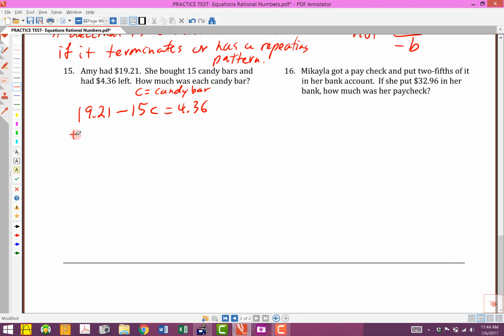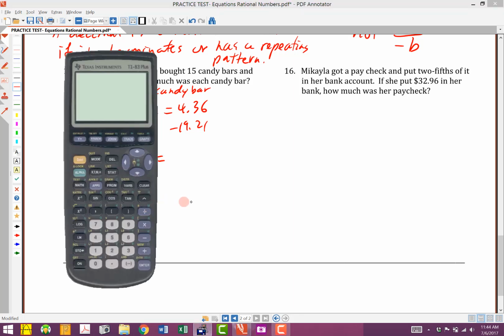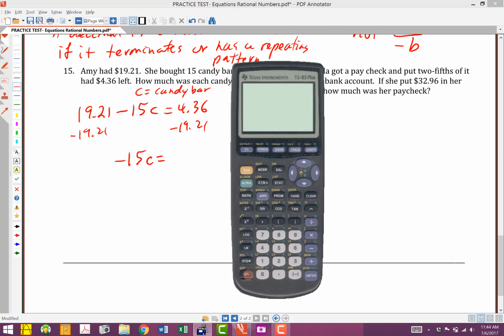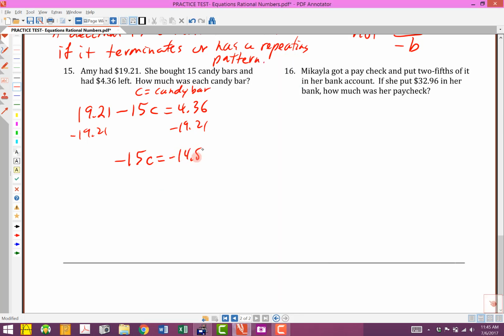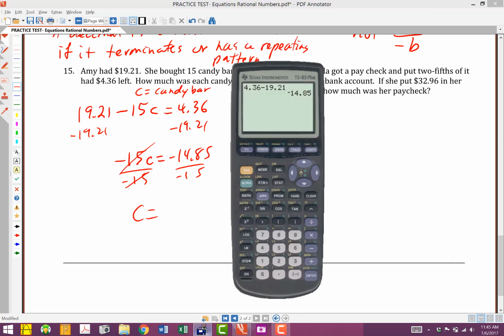So we're going to subtract 19.21 from each side. So we're going to have negative 15c equals, and then let's see what we have here. If we do 4.36 minus 19.21, we end up with negative 14.85, and then we're going to divide both sides by negative 15. And notice what's going to happen here. This is going to end up being a positive c, which we would expect for the cost of a candy bar. And we've got a negative divided by a negative. That's going to end up being positive.